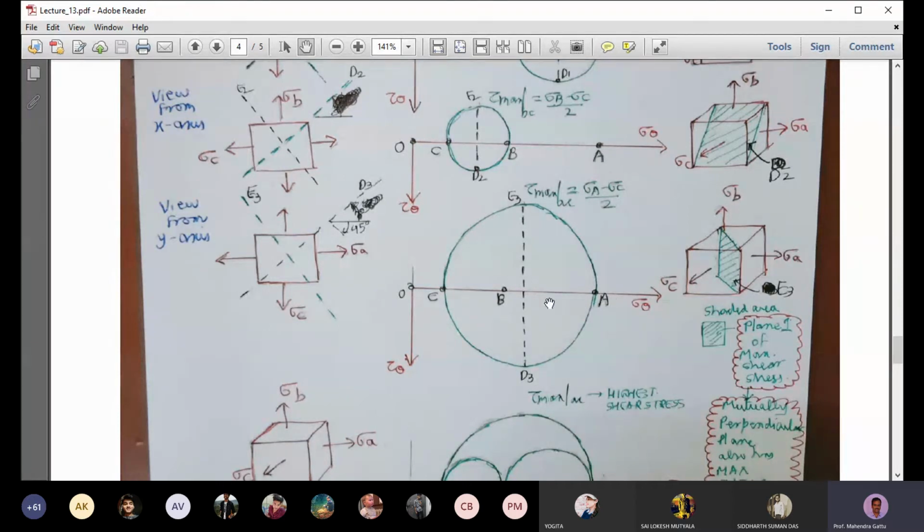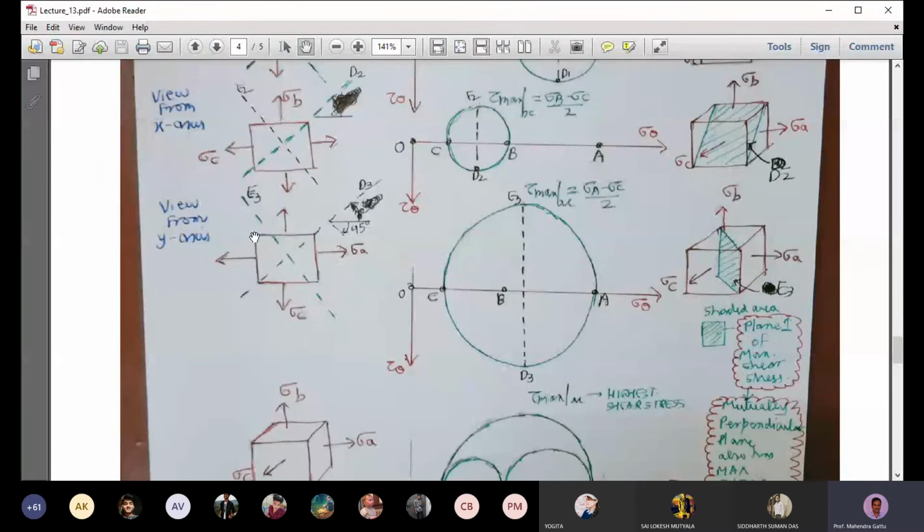Yeah, we can draw a circle with a diameter for the radius of sigma A minus sigma C by 2, and we can get the maximum shear stress values, which are D3 and E3. And we can identify one of the maximum principal planes. One of the planes corresponds to maximum shear stress. So here we are identifying E3.